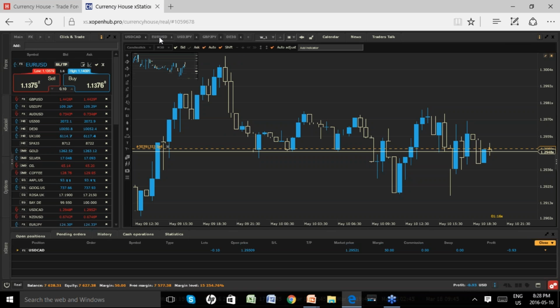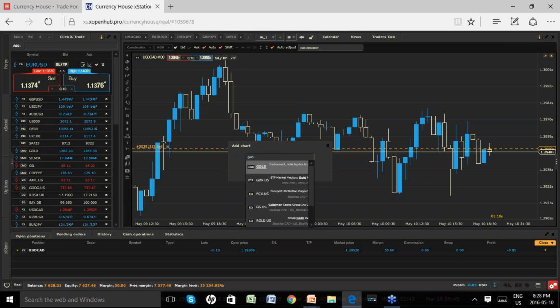So let's hop on to a different instrument. Let's do something different. Let's get onto a commodity. So let's go on to gold, something everybody knows.